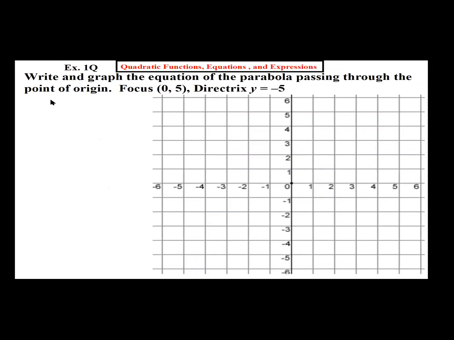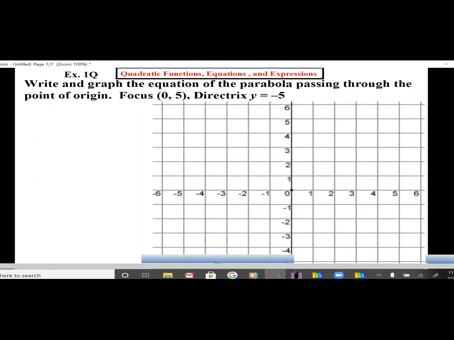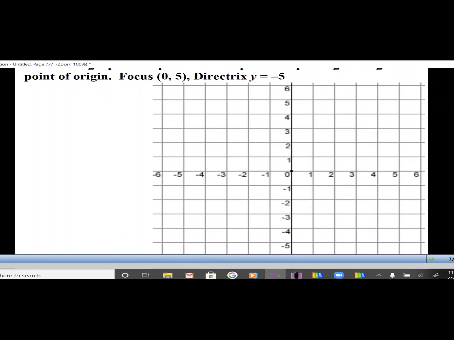Example 1Q. It says, write and graph the equation of the parabola passing through the point of origin. The focus is (0, 5), and the directrix is y equals -5. So what is the directrix? y equals -5. So what kind of parabola are we going to have? Elizabeth? A vertical parabola? Yes, a vertical parabola. Okay.